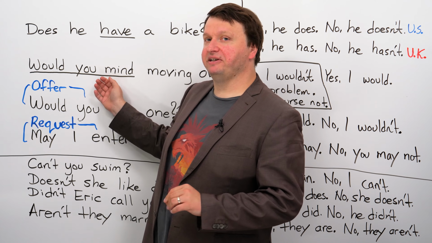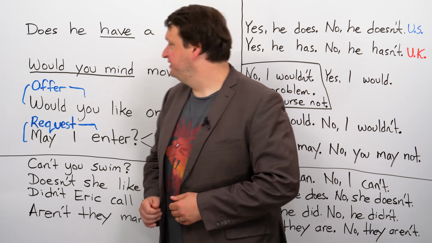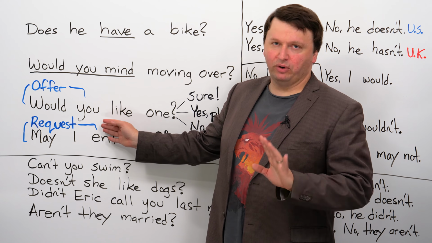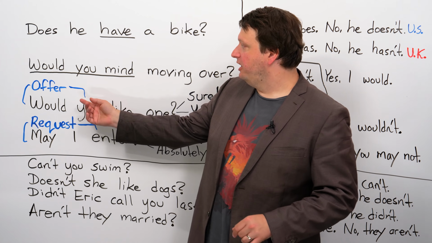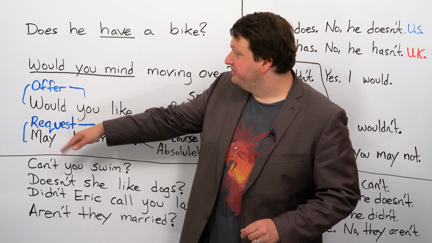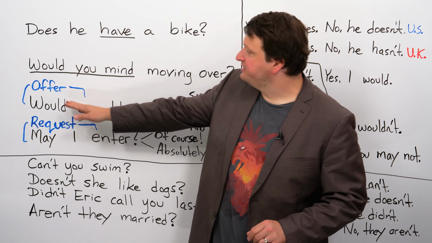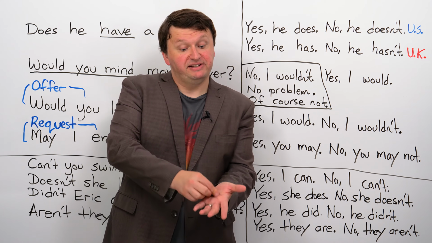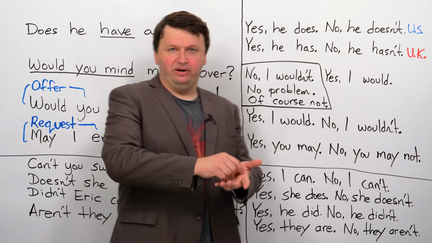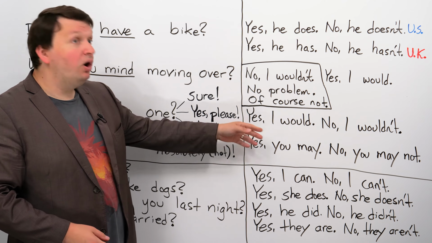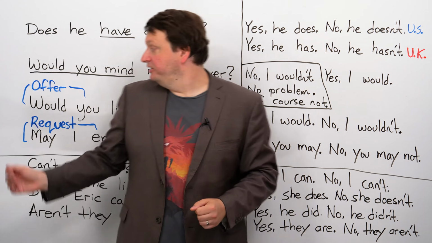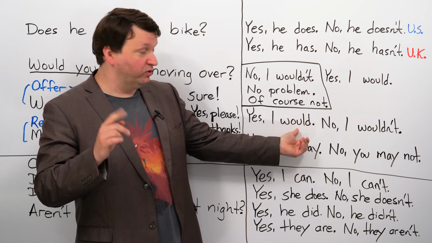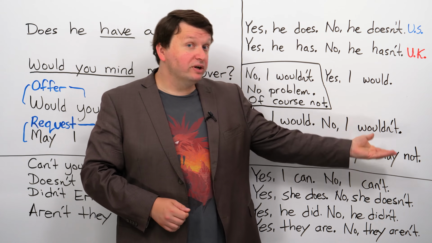Would you mind, or do you mind? Okay, next, I put this one here. It follows the rule 100%. It's another offer. We did a request. Offer: would you like one? Would you like a piece of candy? Would you like a peanut or something? Oh, yes, I would, right? Would you like one? Yes, I would. First verb: would. No, I wouldn't.